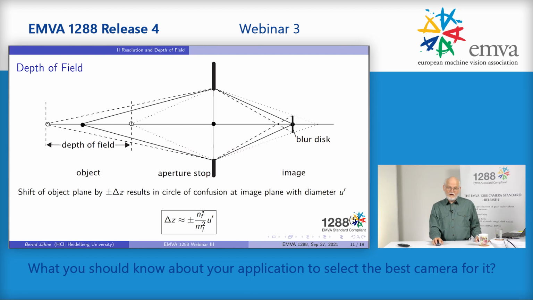That means if you have not much light, you have to open your aperture, which gives a small F number. You then have only a shallow depth of field, and so you are in trouble if your application requires a large depth of field. The only way to get that is basically to close down the aperture, but then you need much more light or have only a very bad image quality.